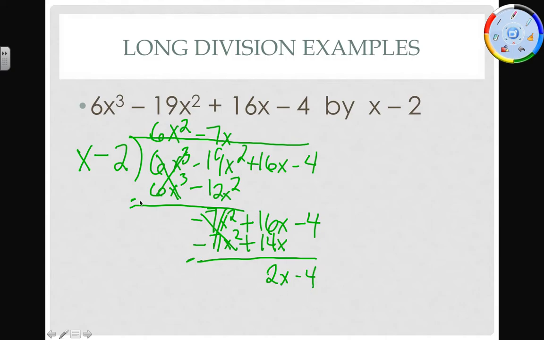And then I go, okay, x times a 2 will get me a 2x. So I need to do a plus 2. And when I distribute, I get 2x minus 4. And lo and behold, I get 0, which means there's no remainder.